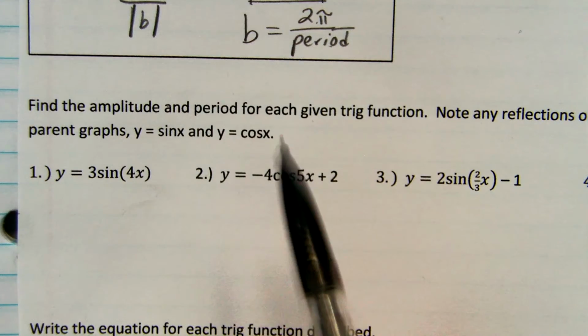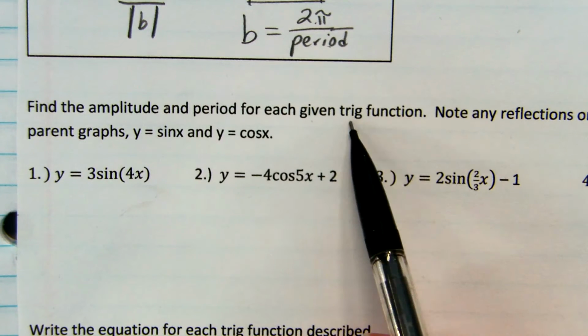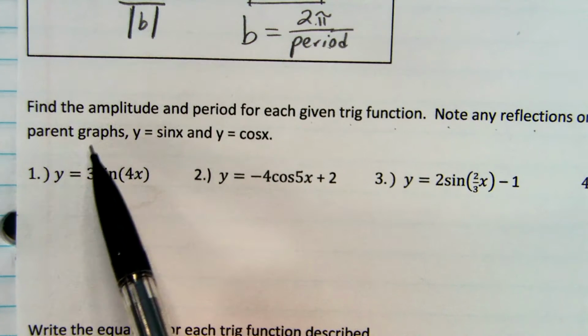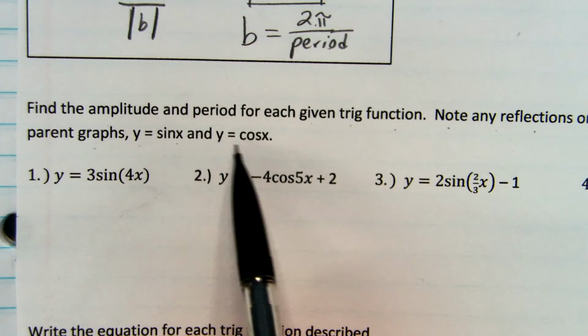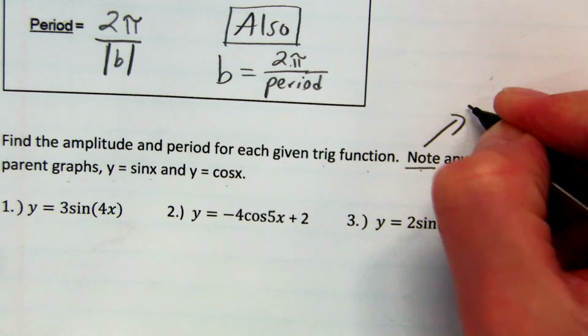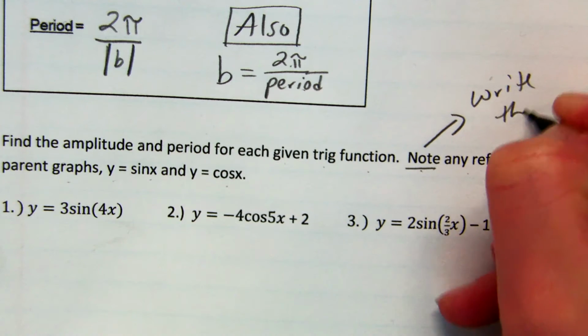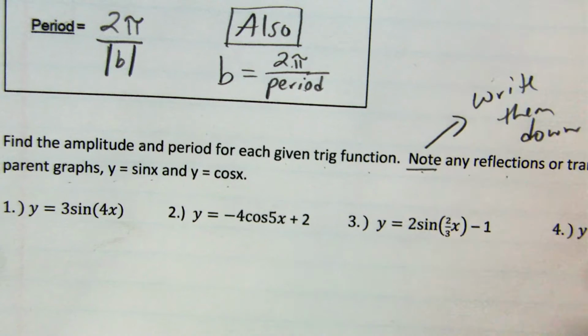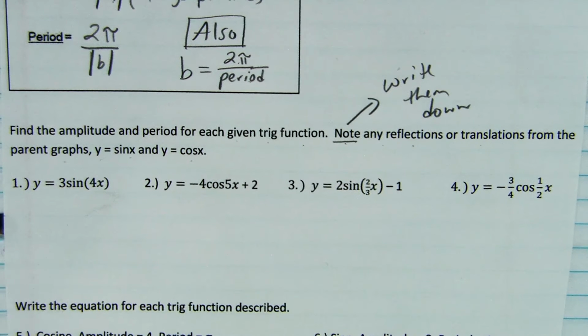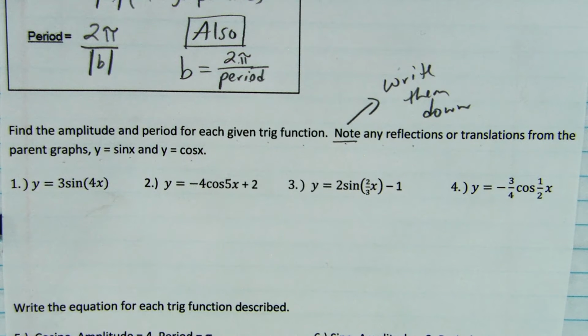So it says find the amplitude and period for each given trig function. Note any reflections or translations from the parent graphs, y equals sine x and y equals cosine x. When it says note, what I mean is you're going to write them down. You're going to write down everything that happens to this graph, comparing it to the original graphs.